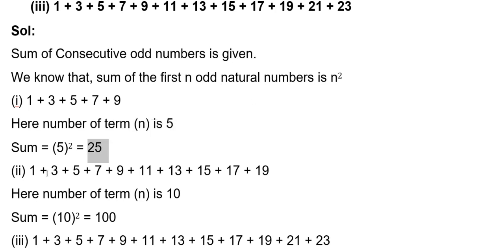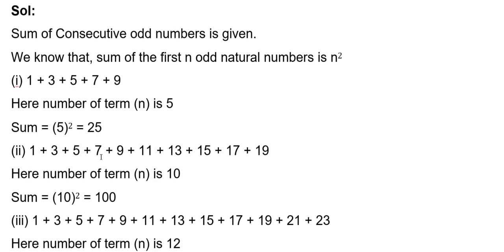So 25. If you add this, 1 plus 3, 4. 4 plus 5, 9. 9 plus 7, 16. 16 plus 9 is equal to 25. Okay, n square is equal to, 5 numbers are there, 5 square is equal to 25.